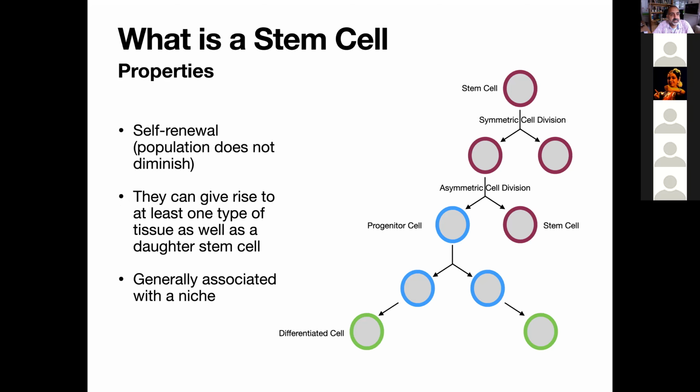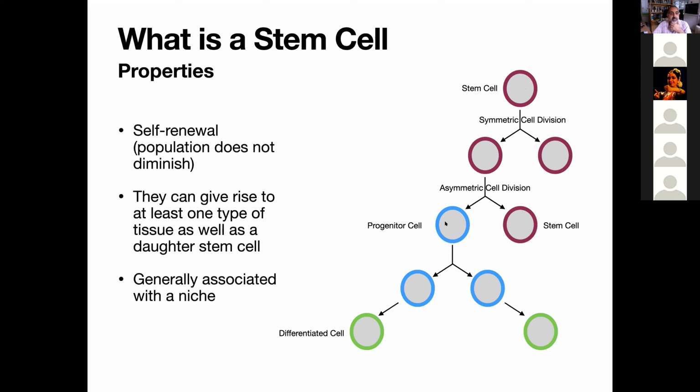Okay, so the properties of stem cells are listed here. Probably the most important property of a stem cell, apart from its potency, is that it self-renews. And so the population of a stem cell does not diminish. Here you can see this diagram, where a stem cell can divide symmetrically to produce two daughter stem cells. You can also get asymmetric cell division, where the stem cell divides once, one daughter giving rise to another stem cell, and the other daughter becoming a progenitor cell.